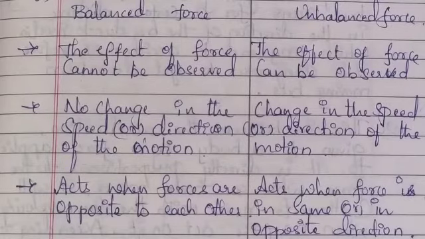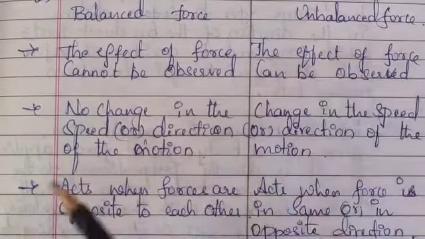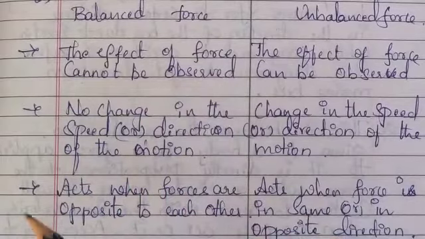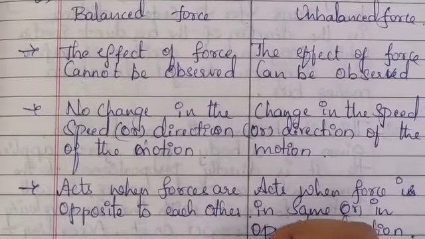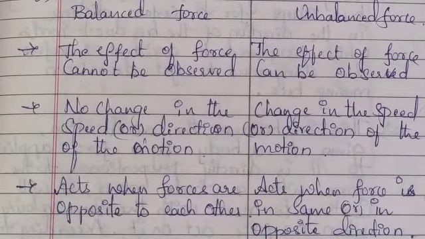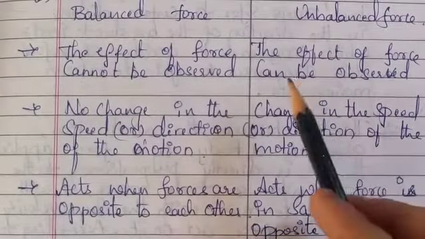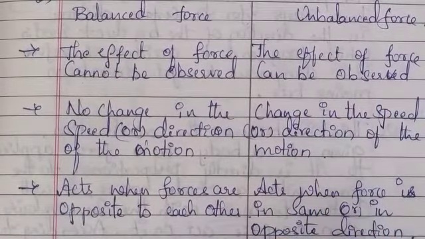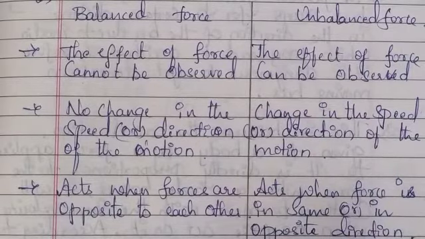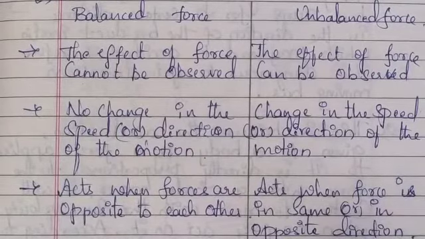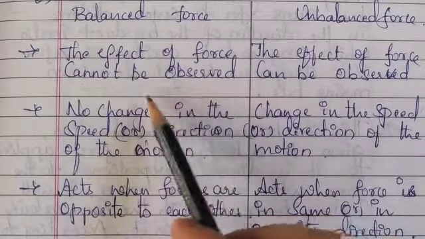Next, what is the difference between balanced force and unbalanced force? Balanced force means the effect of force cannot be observed. That means if an object is present, there is no change in its state of motion. That type of force is called balanced force. Unbalanced force means the effect of force can be observed. If you apply force on an object and it moves, then the effect of force can be observed. If it is not moving, the effect of force cannot be observed.